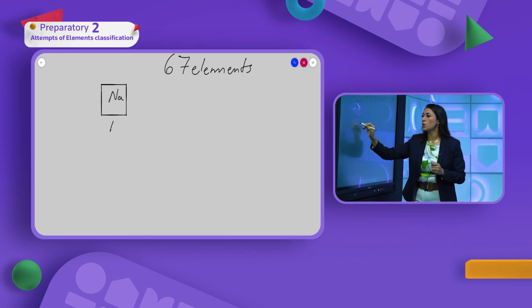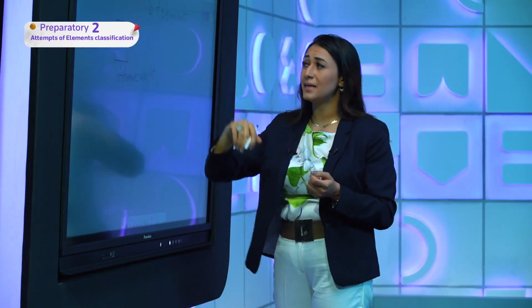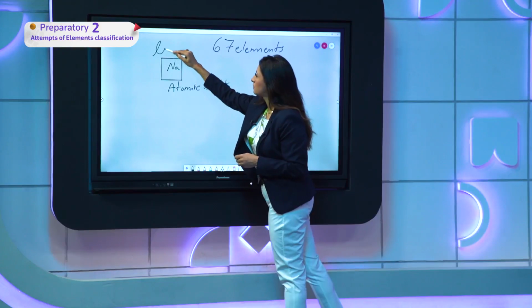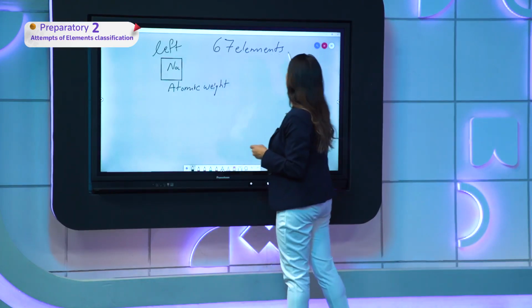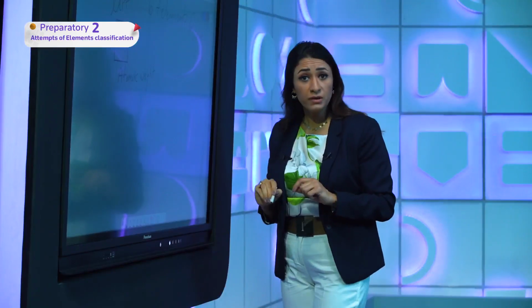وقتها كان الاتوميك ويت هو اللي كان مكتشف only. ما كانش وقتها لسه الاتوميك نمبر wasn't discovered. ما كانش لسه اكتشفوا الاتوميك نمبر. طيب عمل ايه بقى؟ بدأ يرتب ال 67 elements دول from left to right according to the atomic weight not their atomic mass.